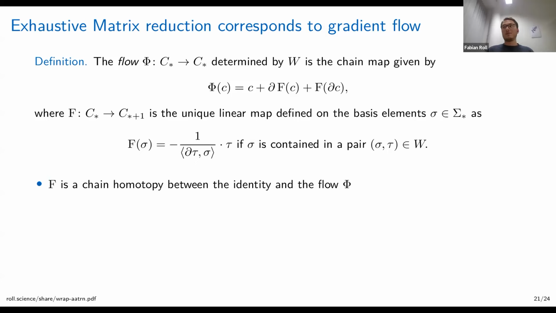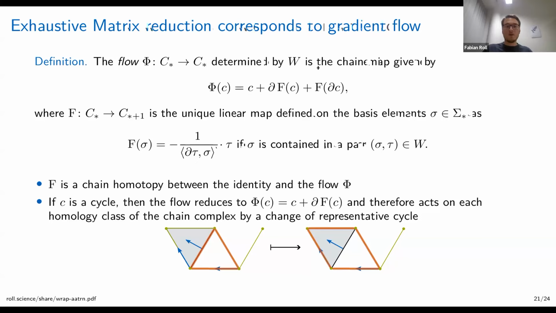First of all, by construction, this map F is a chain homotopy between the identity and the flow phi. In particular, this flow acts on cycles in a very special way. Namely, there the flow reduces just to C plus boundary of f of C, like here, and therefore acts on each homology class of the chain complex by a change of representative cycle.